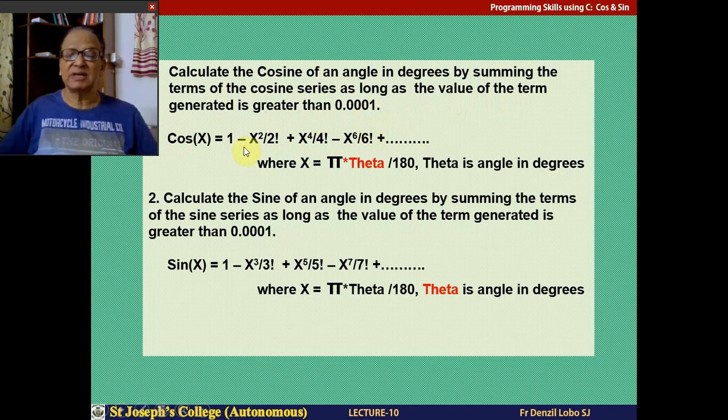So this is the cosine series where x is in radians and x value is given by pi into theta divided by 180, where theta is the angle in degrees. We are going to input the angle in degrees, convert that into radians and use it in this series. We have done a similar problem earlier in the second or third lecture, where we said find the cosine of an angle in degrees by summing the first five terms. Now it is indefinite terms. We do not know, maybe 5, maybe 10. It depends on the value of the term generated.